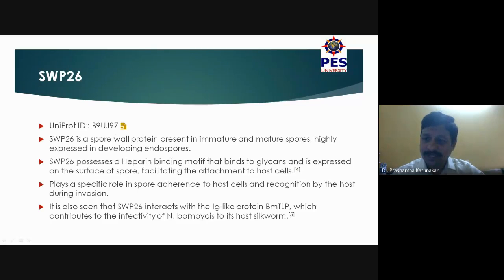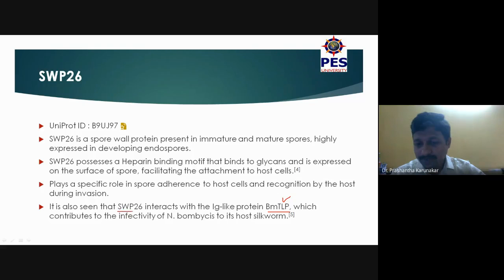Another protein we took is SWP26. It is also a spore wall protein present in the immature and mature spores. We understood something about this. It has a heparin binding motif, which plays a specific role, and SWP26 also interacts with an AG-like protein called BmTLP, Bombyx mori turtle-like protein. So this is also a kind of information that we have to use whenever we design the experiments.